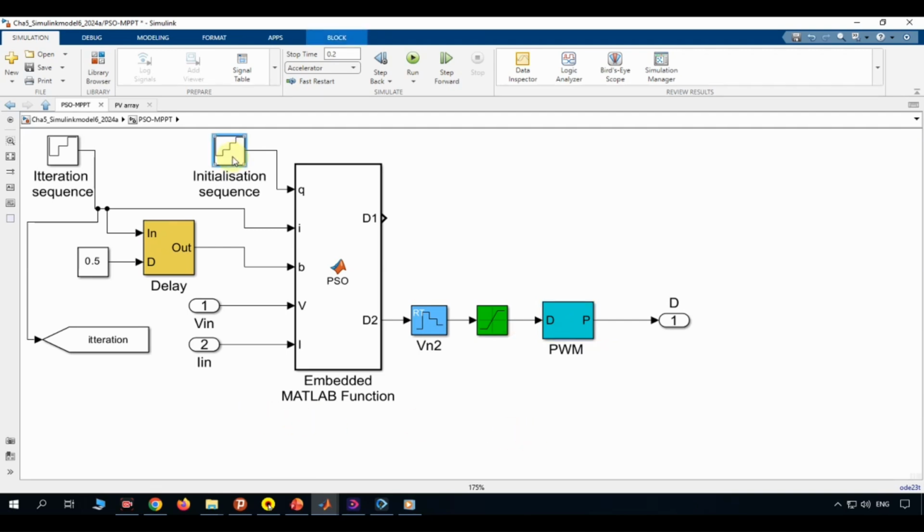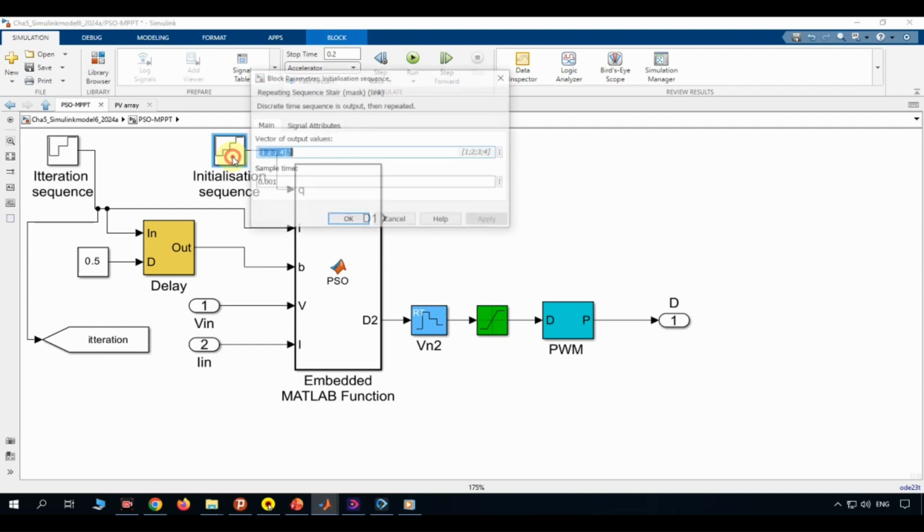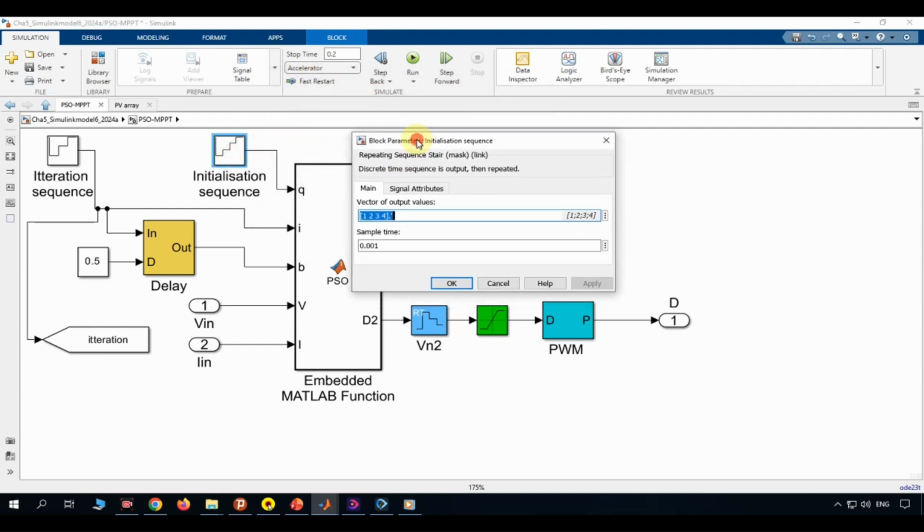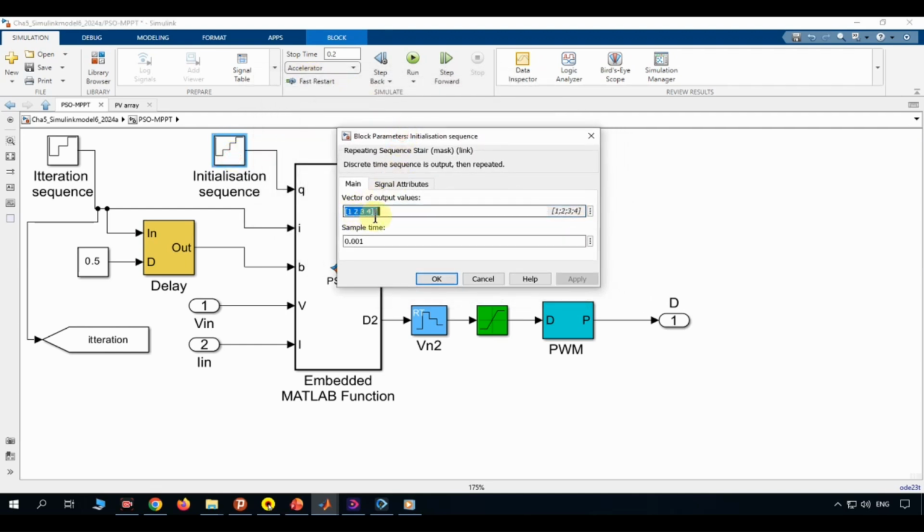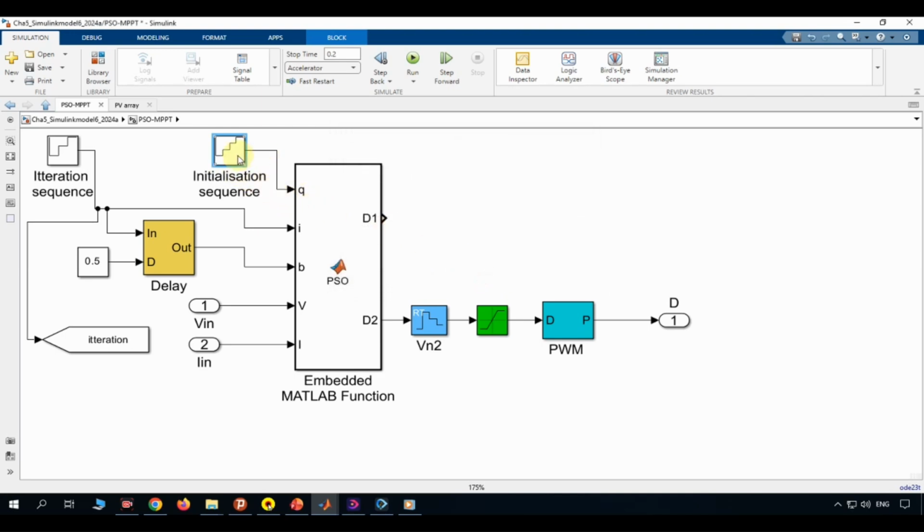We begin with the initialization sequence. This sequence generates the values 1, 2, 3, and 4 with a sample time of 1 millisecond. The first 3 values are used to initialize the 3 particles. The fourth value indicates that initialization has finished and the PSO optimization stage can begin. Therefore, this block controls the transition between initialization and optimization.